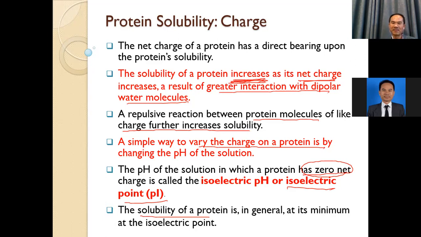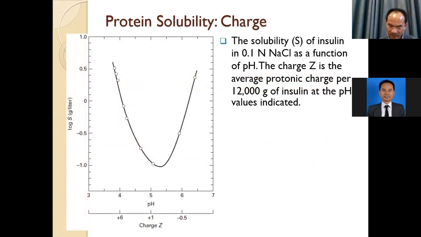What does pI mean? pI means the pH value at 0 charge of the protein, at minimum solubility of the protein. For the charge, you can vary pH to change the charge number. For example, this is the solubility of insulin in 0.1 normal sodium chloride as a function of pH. The pI is approximately 5.4. This is the pI.